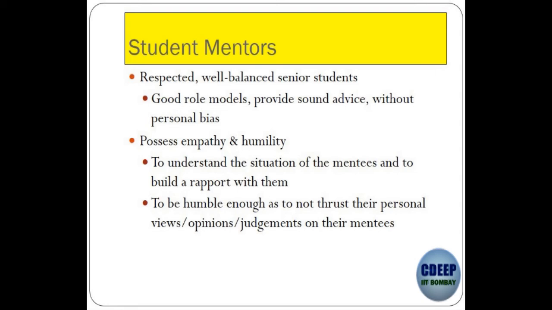They should possess the twin qualities of a mentor. The twin qualities of a mentor are empathy and humility. The quality of empathy is required to understand the situation of their mentees and to build a rapport with their mentees. Only if you are able to put yourself in the shoes of your mentees can you see through the eyes of the mentees. So the quality of empathy is very important. Humility: the person has to be humble enough not to thrust his own values, his own judgments, his own opinions onto his mentee. So the twin qualities of a good mentor are empathy and humility.